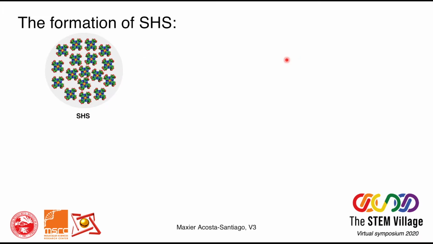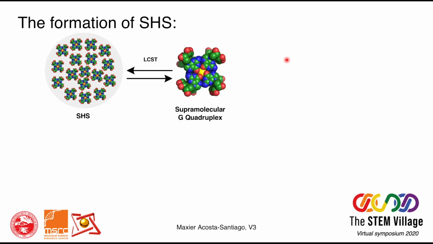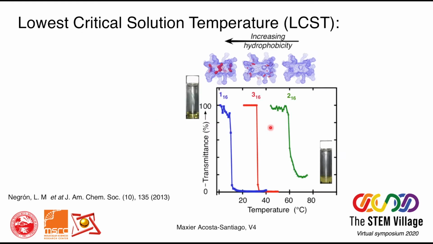So let's look into the formation of these hacky sacks. The hacky sacks themselves are the thermal response of supramolecular guanosine quadruplexes. Let's first look at that process, the thermal response. It's called the lower critical solution temperature.